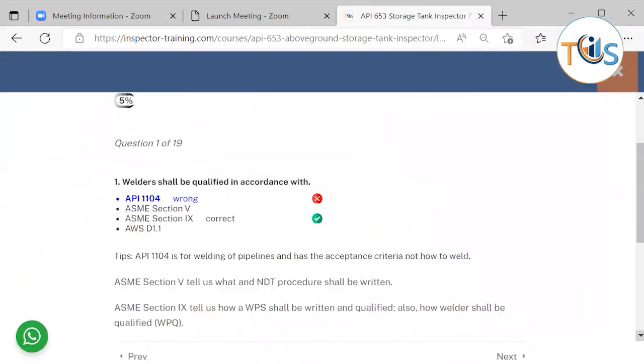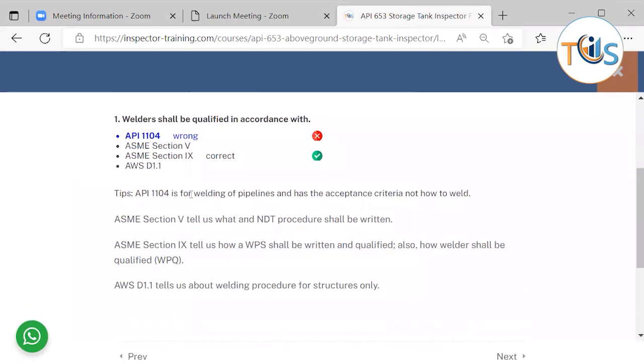So question number 1: welders shall be qualified in accordance with ASME Section 9, and remember Section 5 is for NDT procedures. AWS D1.1 is for structural welding code, and API 1104 is for welding of pipelines. It doesn't give you the welding performance qualification or welding procedure specification; it gives you the acceptance criteria.